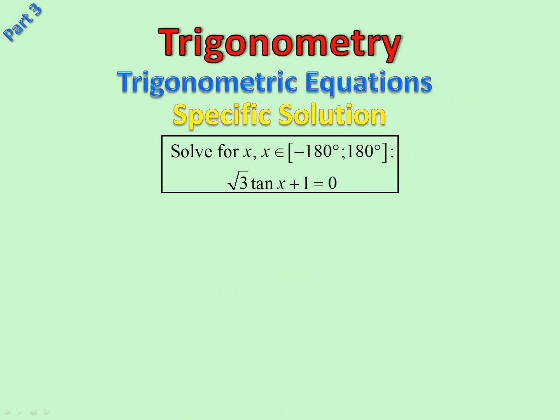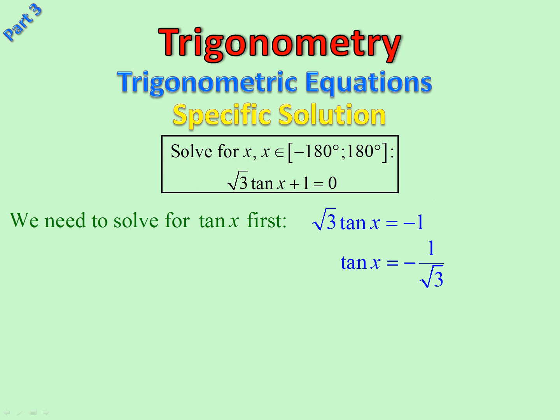Now, let's have a look at another one. Root 3 tan x plus 1 equals 0, from negative 180 to 180. Let's solve for tan first. What goes first? Hung, drawn, and quartered. If you said root 3, the 1 goes first, so we get minus 1. Divide. There we are.